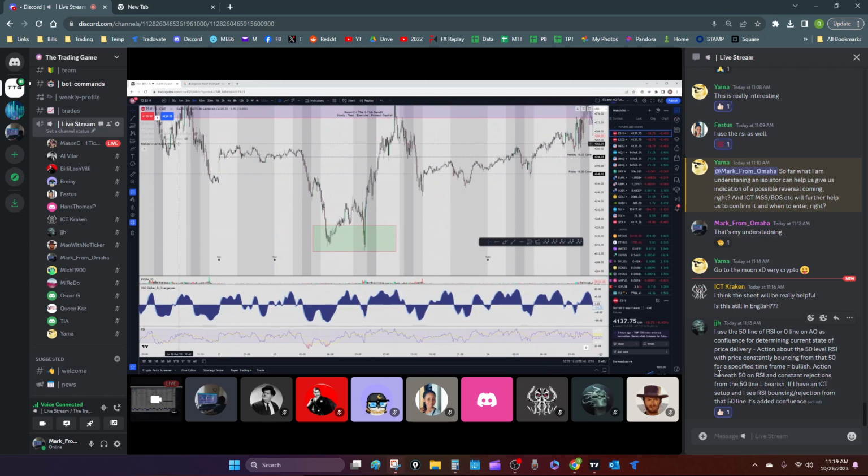I do have ICT Kraken Silver Bullet Pro up. I removed all the lines. I just wanted to show the time frames here, so it's easier to look at from a time based point of view.